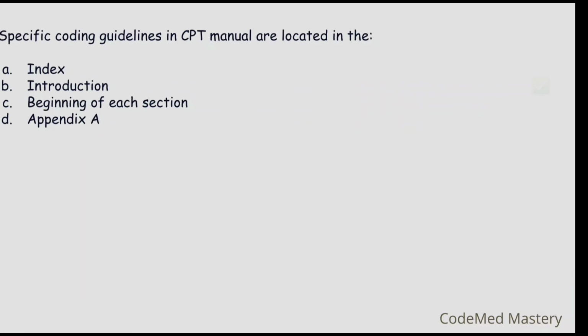Next question. Specific coding guidelines in the CPT manual are located in the: option A, index; option B, introduction; option C, beginning of each section; option D, appendix A. The right answer is option C, beginning of each section. You might have seen the specific coding guidelines in the CPT book are located in the beginning of each section.